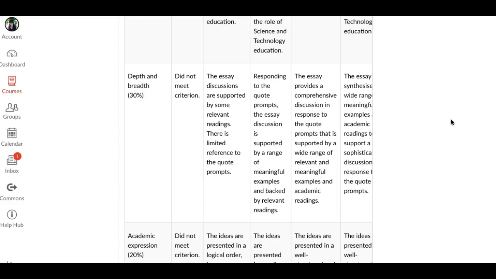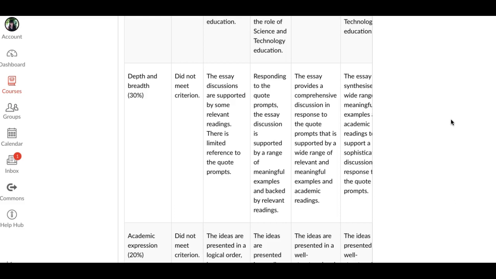To get a credit, you respond to the quote prompts. The essay discussion is supported by a range of meaningful examples and backed by relevant readings. So your meaningful examples would be ideas from the Australian curriculum, it would be activity examples, it would be examples from the 5Es model of learning or the problem-based model of learning.